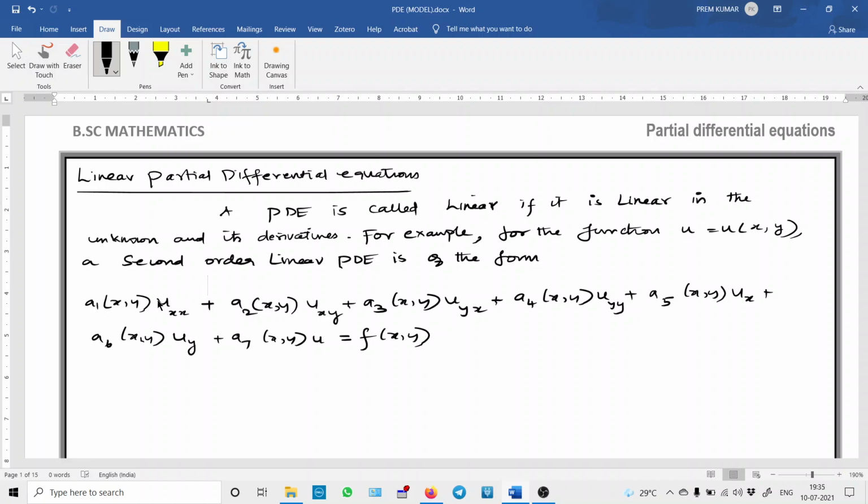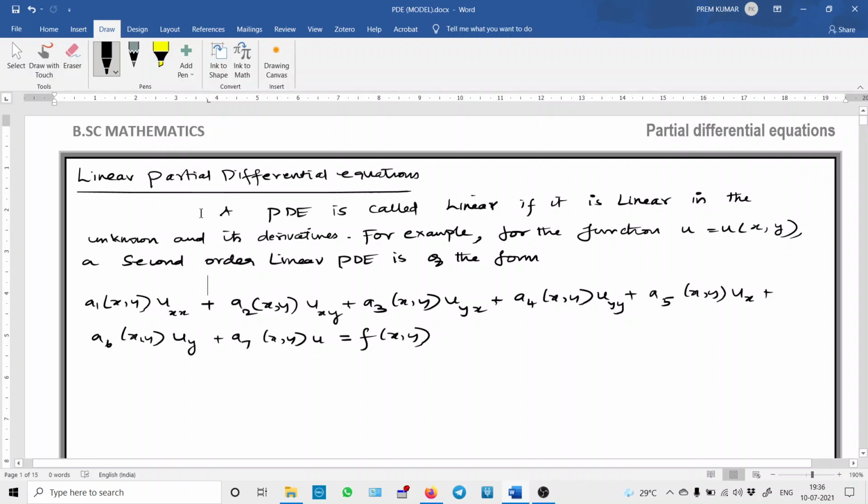See, the unknown function u and its derivatives, that is u xy, u yx, everything, are called the derivatives of the unknown function. All are linear. The highest power of the variables is 1. What is the variable here? u and its derivatives. That's why we classify this partial differential equation as linear. And why is it called second order? See, the highest order is 2.